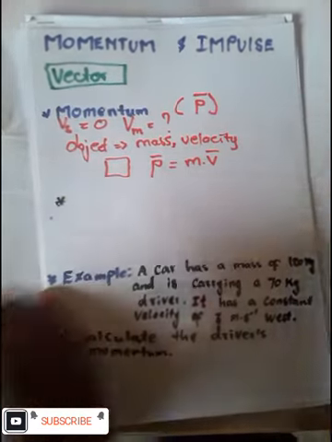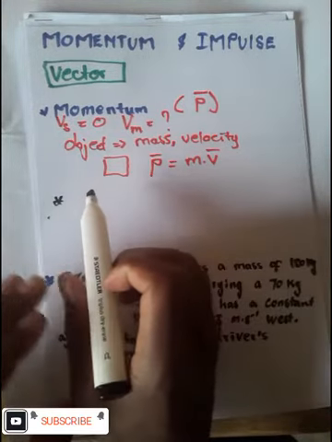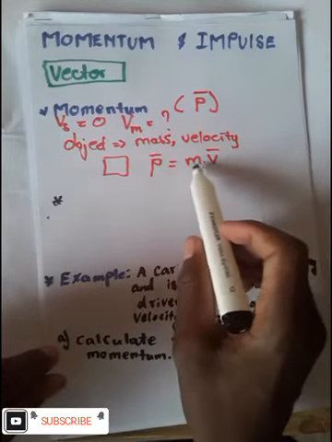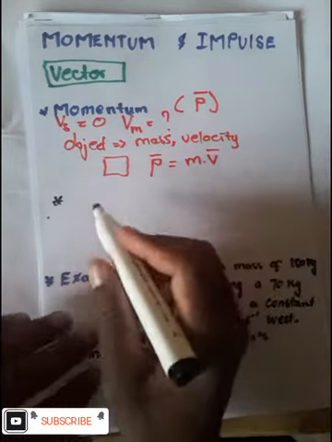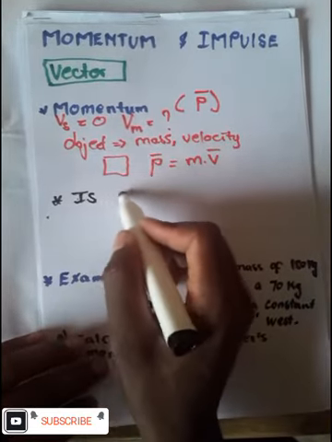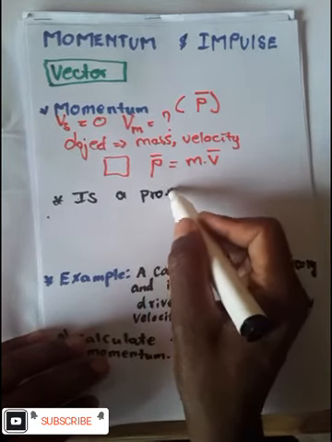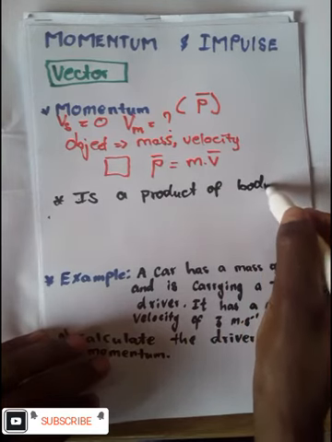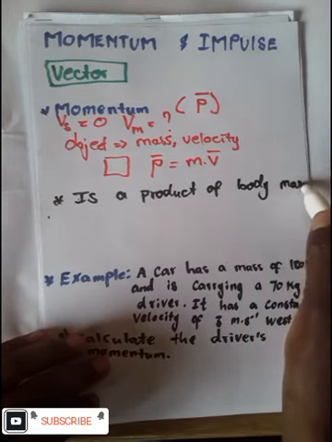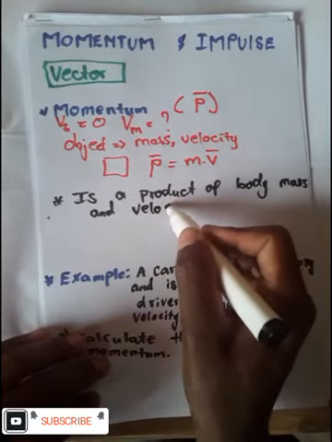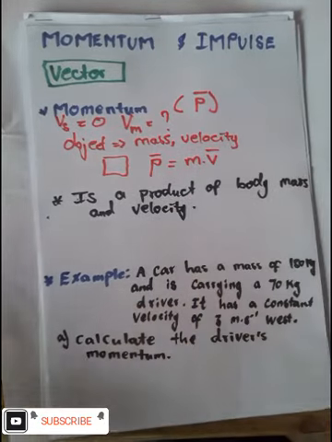Now let's define momentum. We already know the formula because we said any object that's moving has a momentum, and that object must have what? A mass. So here we have a mass and velocity. It's a product. So what's the momentum by definition? It's a product of body mass and velocity. That's the definition of momentum.